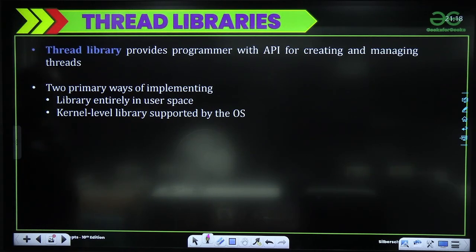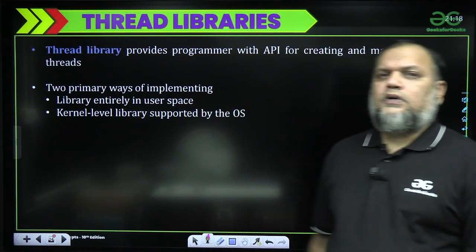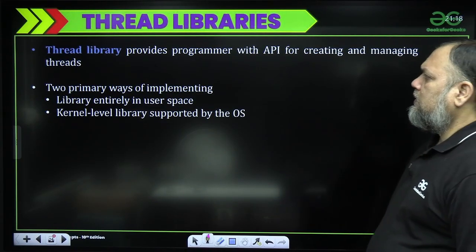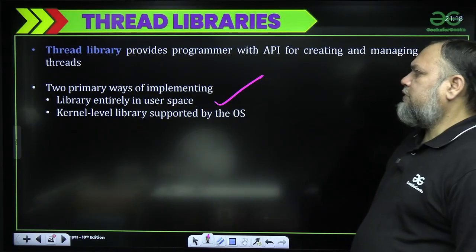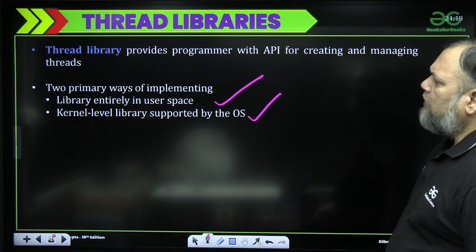So some notes on thread libraries. It provides a programmer with an API which you can use in your program to create threads, manage the threads, and perform other activities. The library is entirely in the user space, and the kernel level library is supported by the operating system. So I can have two types of this.